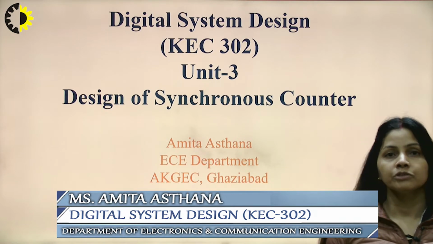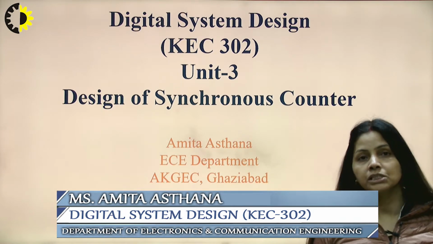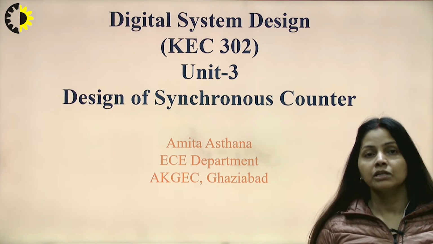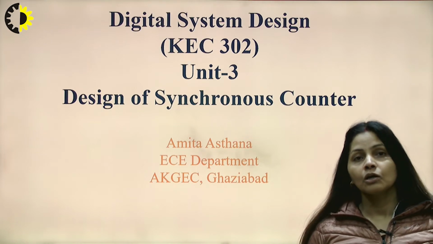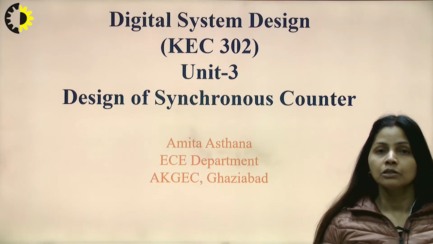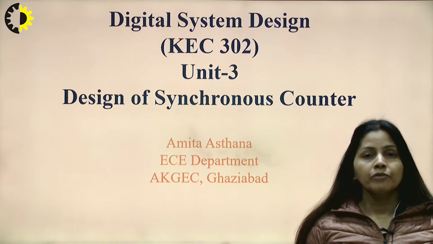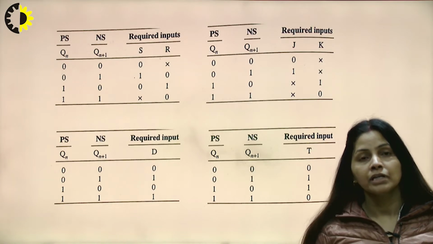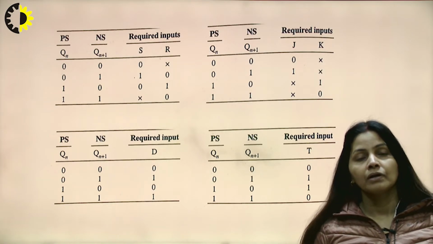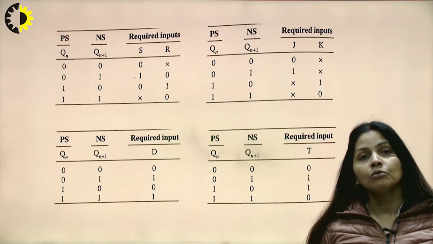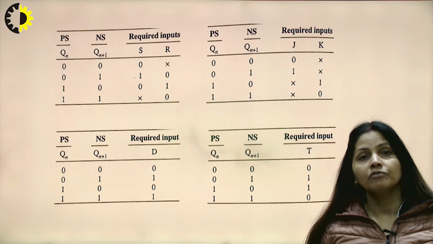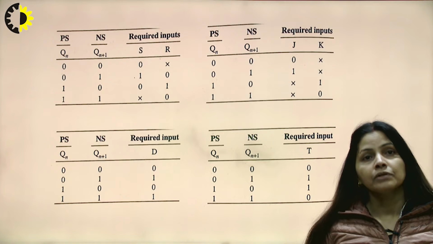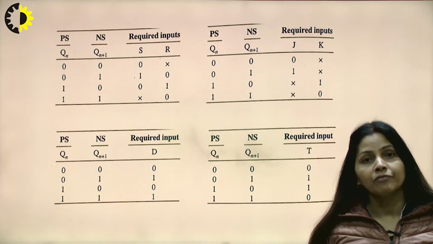So today in this video lecture, we will understand how to design a synchronous counter. The synchronous counter is the counter in which we are giving clocks simultaneously to all the flip-flops. So we can design a synchronous counter using JK flip-flop, T flip-flop and D flip-flop. But before going to the designing of the synchronous counter, we need to understand the excitation table of all the flip-flops.